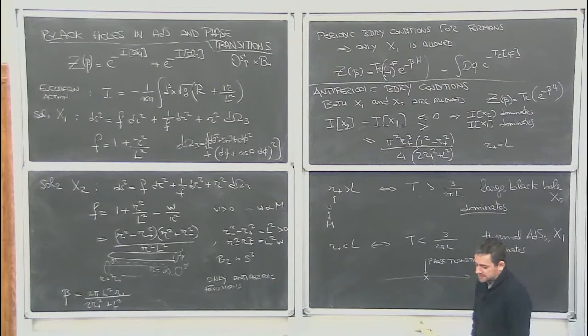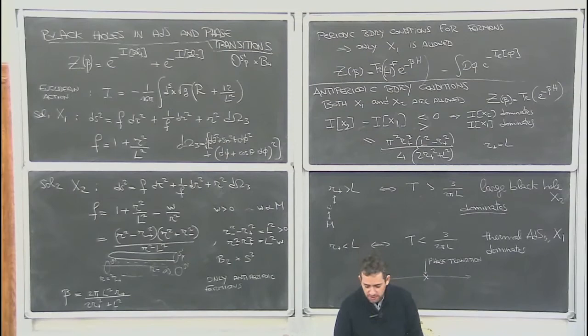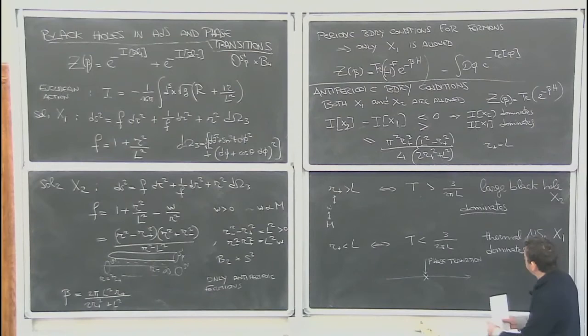So if you take, for instance, type 2B on AdS5 cross S5, there is a dual field theory, which is N equal 4 super Yang-Mills. So four-dimensional gauge theory with N equal 4 supersymmetry. So this solution, if you introduce the temperature, supersymmetry is broken, even just by the boundary conditions.